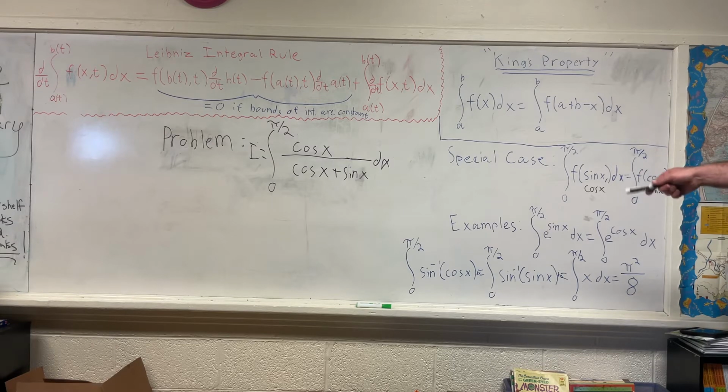That would have taken you 20 to 30 minutes to integrate by parts and do some fancy pants algebra, and then plugging in the upper and lower bounds to get pi squared over 8. This way, much, much quicker.